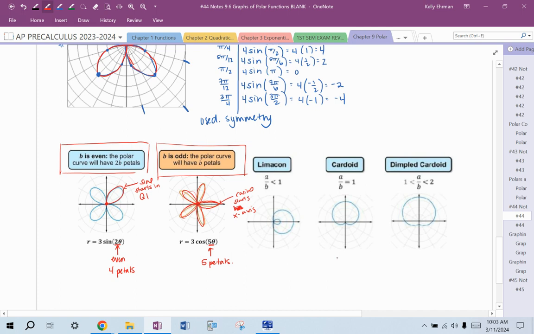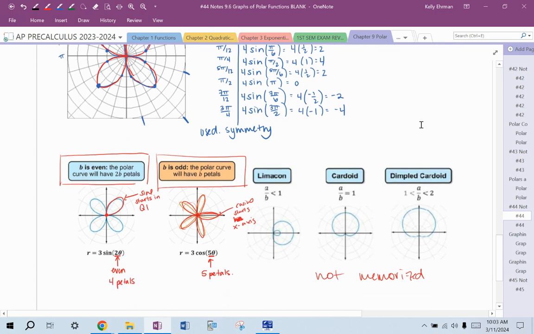I do not have these memorized. I've done polars for years and I just do not have them memorized. They're too similar. I just use a table to graph. We're not going to be given anything to graph by hand, super ornate, or we might not even graph by hand at all. We'll probably be given graphs and have to give information about them.